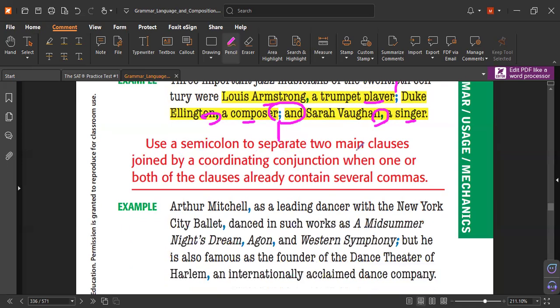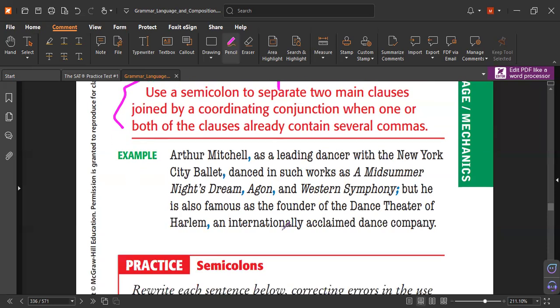Use a semicolon to separate two main clauses joined by a coordinating conjunction. Remember, this is a common mistake, because it's a trap. Why is it a trap? We agreed before: complete sentence, comma, fanboys, complete sentence, full stop, correct? Yes or no? When should we change this comma to a semicolon? Coordinating conjunction means fanboys. So we have one condition to use a semicolon before the fanboys: when one or both of the clauses already contain several commas.